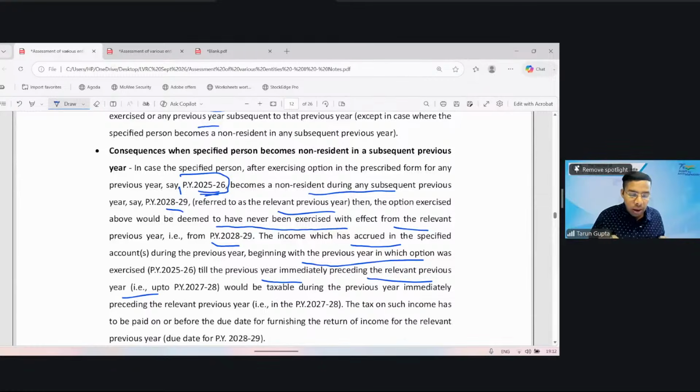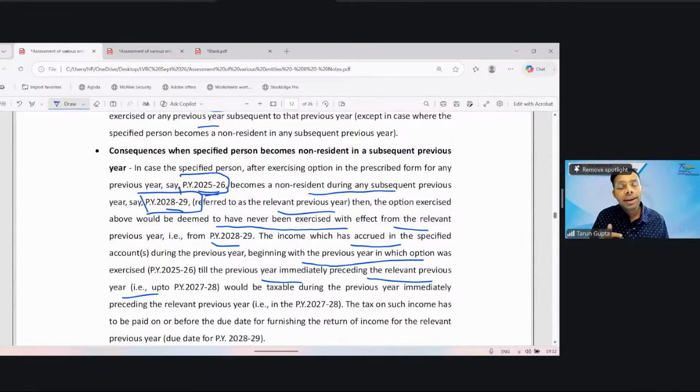Because during the relevant previous year you became non-resident. So relevant previous year 28-29, you have become non-resident. Such income is even otherwise not taxable in India because you are non-resident and such income is accruing outside India. Okay, so by exercising this option, what has the Indian government left out?